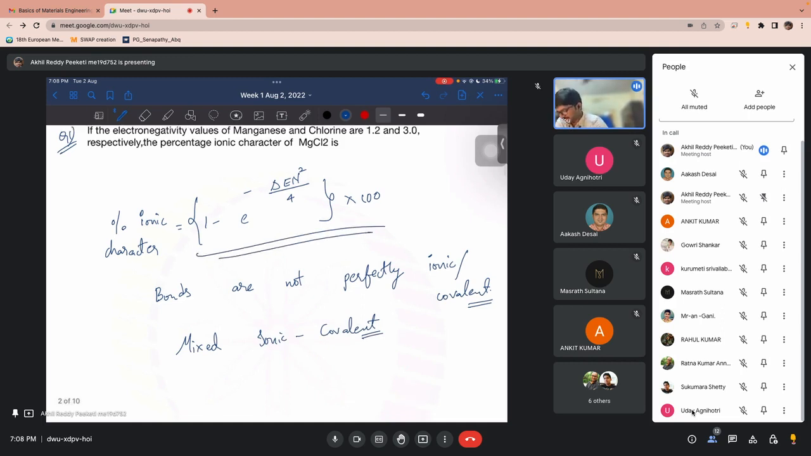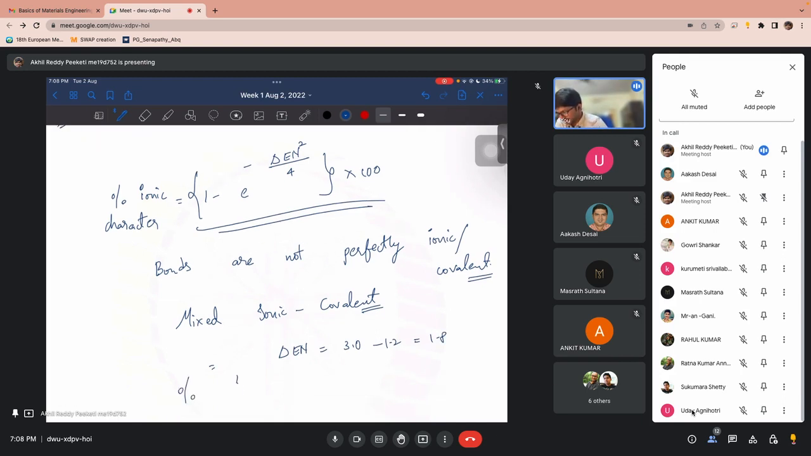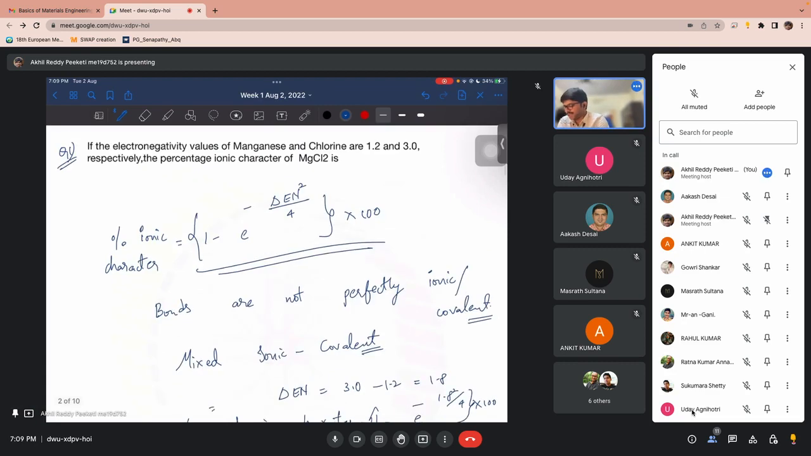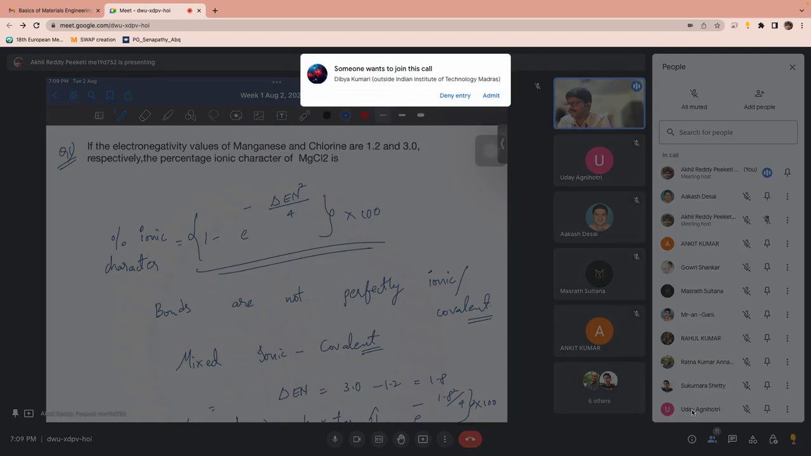So for this case, delta electronegativity is given by 3.0 minus 1.2, so it's 1.8. So the percentage ionic character is 1 minus e power minus 1.8 whole square by 4, into 100. This turns out to be around 55%. So this way you can estimate the percentage ionic character if you know the electronegativity for any type of system.